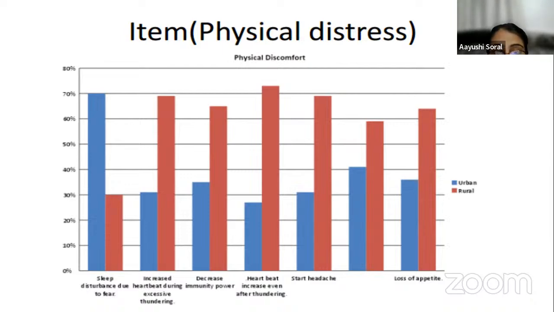Can any of you tell me in which part of physical distress the rural population is highest? On which item has the highest physical distress been observed? Heartbeat increases even after thundering. Correct. So this is what you can understand from the data visualization of this study.